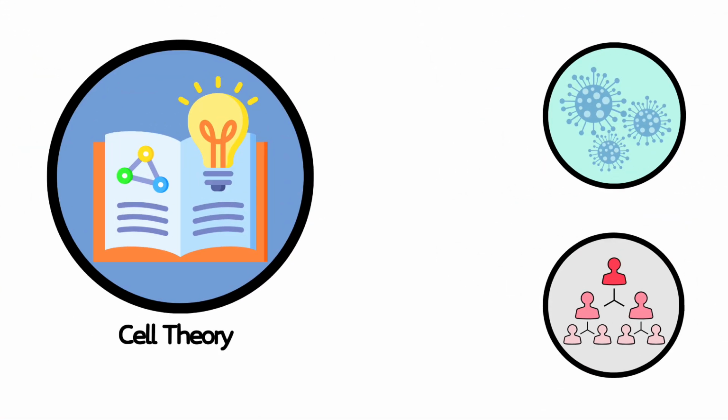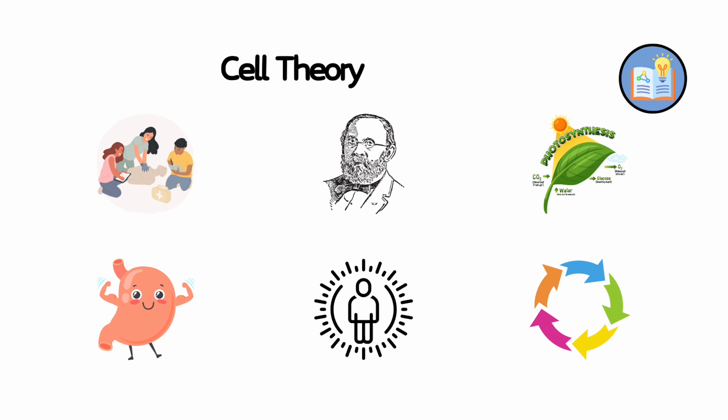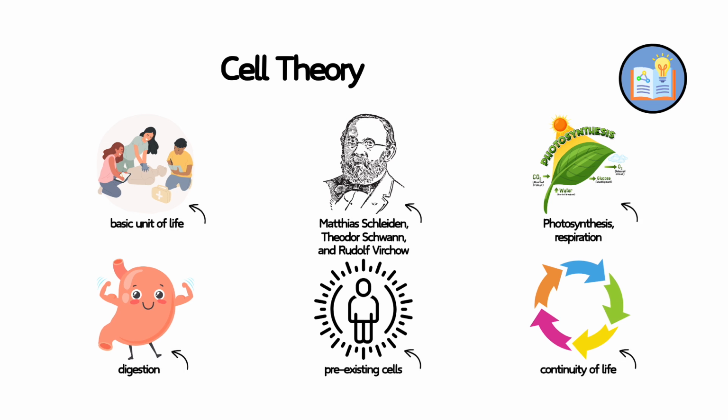2. Cell theory. The cell theory is a fundamental principle of biology, stating that all living organisms are composed of cells, and the cell is the basic unit of life. This theory was developed in the mid-19th century by scientists Matthias Schleiden, Theodor Schwann, and Rudolf Virchow.